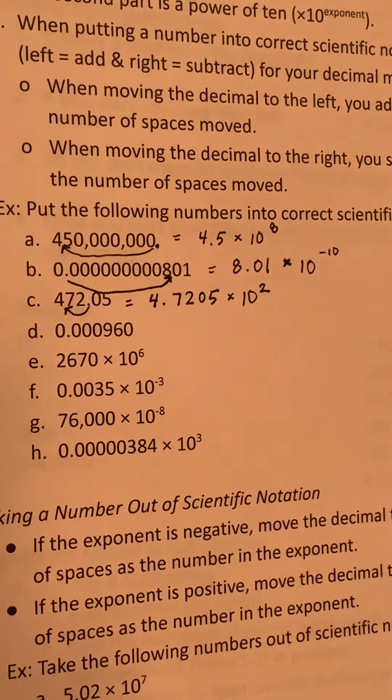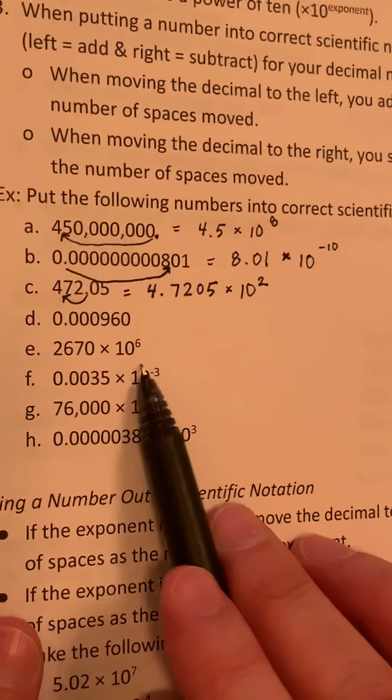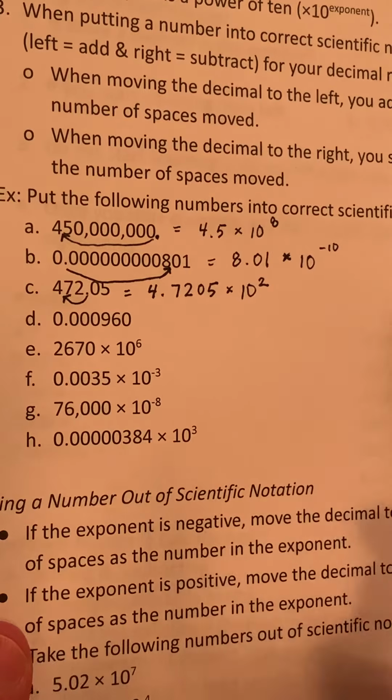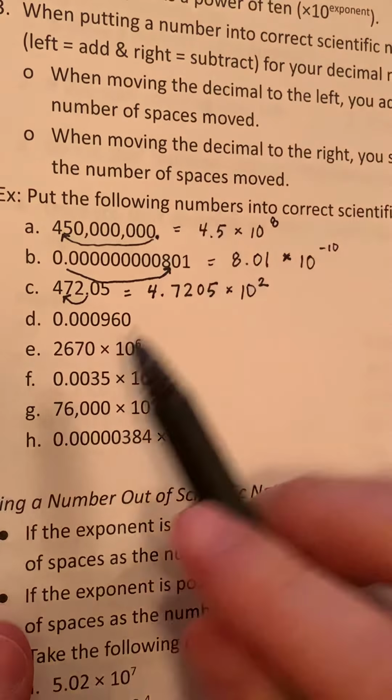4.7205 times 10 to the second. Okay, now, what if it already has an exponent, but we're still going to want to put it into scientific notation? So we're not taking this out. We want to make this into correct scientific notation. So we're going to ignore the times 10 part at first here. We're just going to look at this.